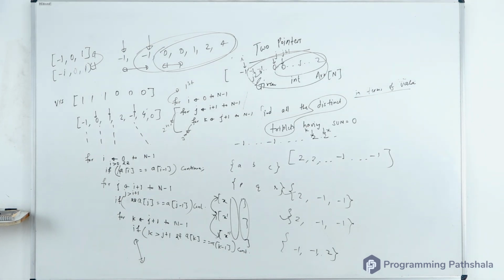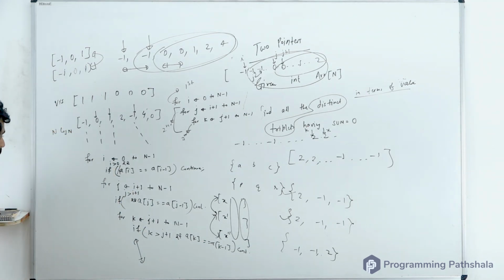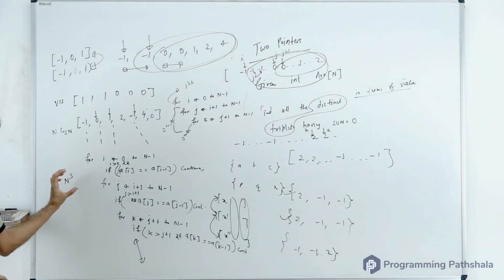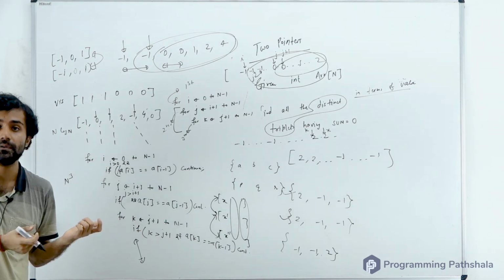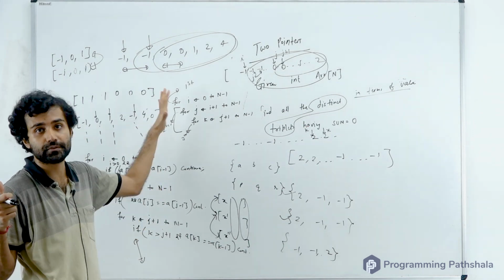And this is a very important approach where you can reduce the amount of extra space just by sorting, because sorting is going to take you n log n time. The core logic is n cube, right? So you are still able to say that I have solved this problem in n cube, but I haven't used any extra space for that. I have just sorted it.